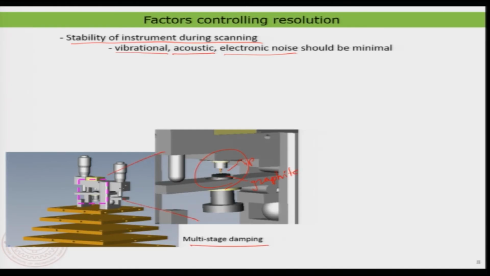As you see here, the whole assembly is kept on something like a multiple stage damping, so that each of these feet is connected by some kind of rubber pieces. When there is a vibration at the lower floor, it gets damped as it comes closer to the STM. So that is quite important.